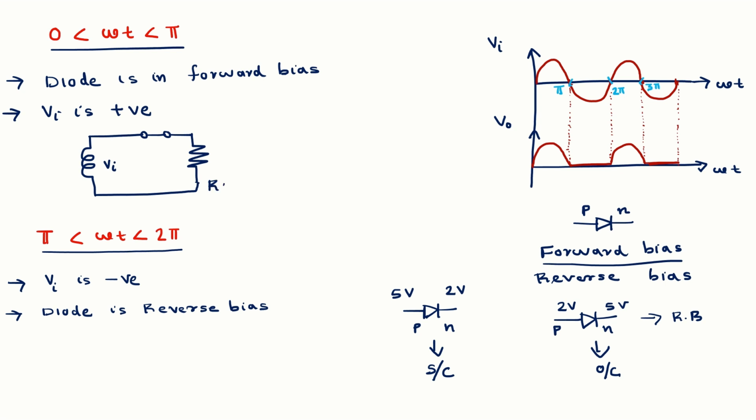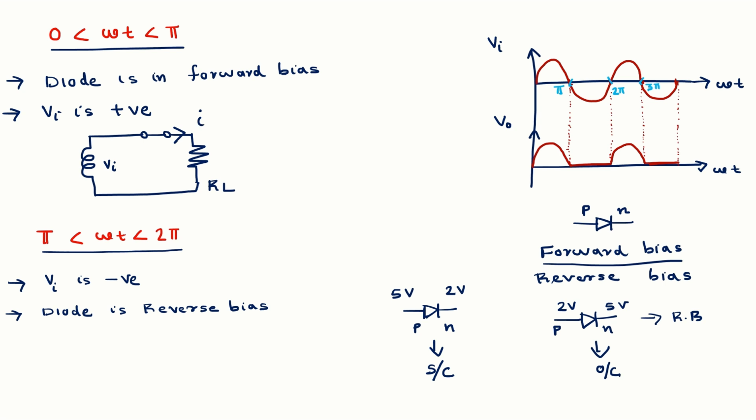When the first half cycle, the diode is in forward bias, the diode starts conducting. That means a current is flowing through the diode. Since the diode is in forward bias, I am replacing the diode with a short circuit. So the waveform is shown here. A current is flowing through the diode.